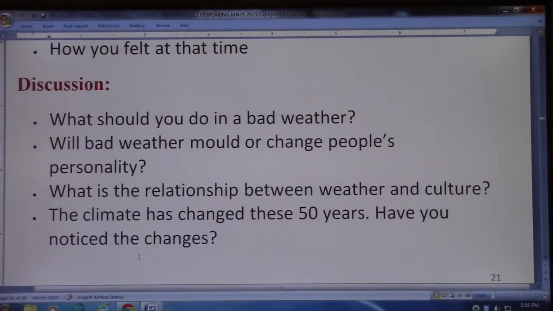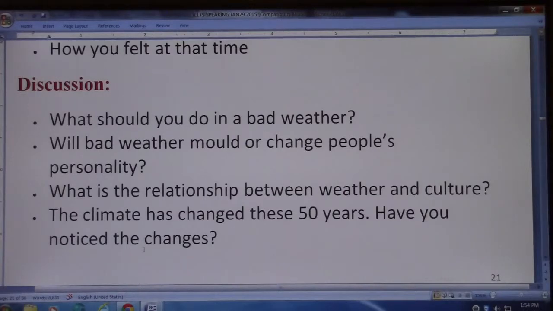What should you do in bad weather? Will bad weather mold or change people's personality? Maybe. Some people believe that people who are all the time in cloudy situations, like in London for example, are never happy. They don't smile as much as they should because they're usually depressed. Some people believe that bad weather has a depressing effect.